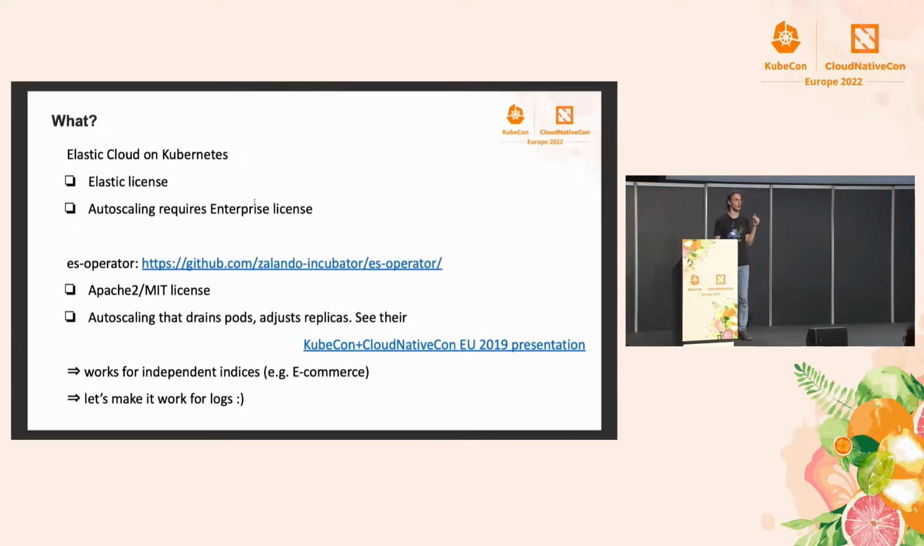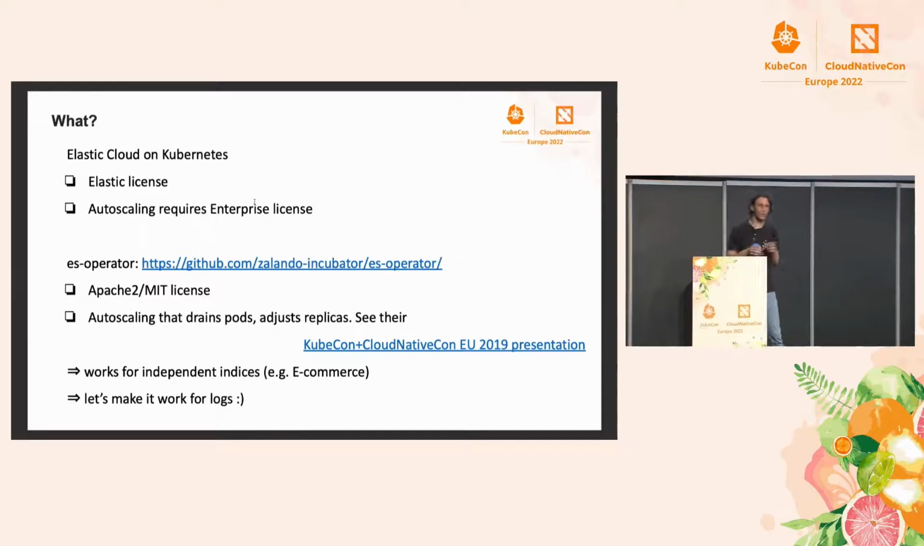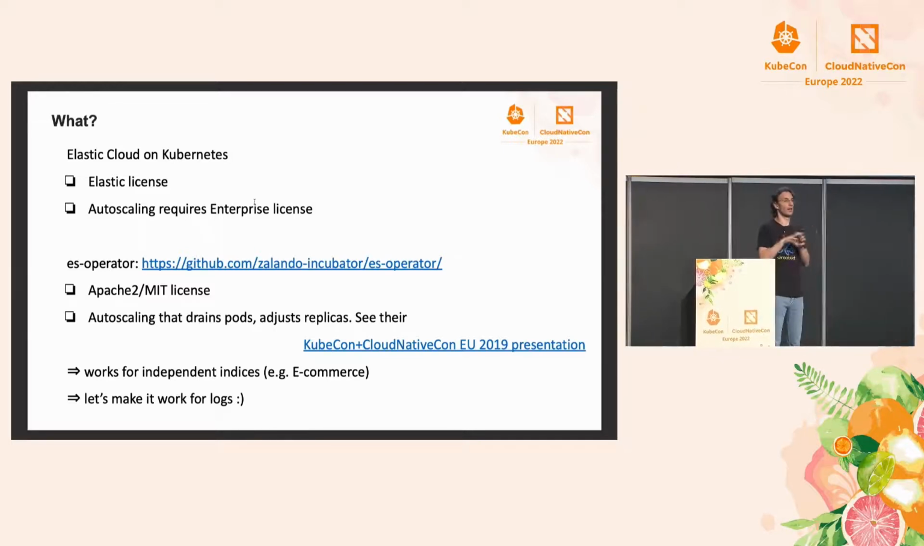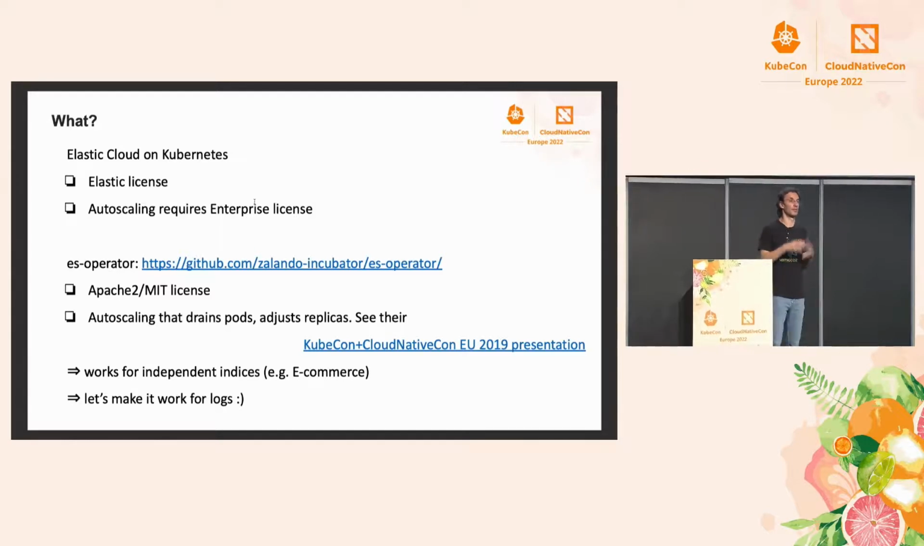So the one we went for is called ES Operator. It's from Zalando. It was presented at KubeCon, CloudNativeCon before. And it is open source. It does support auto-scaling. It does support draining nodes, like what I mentioned: we need to move shards off before shutting the node down when we scale down. And it works really well for, let's say, e-commerce type of use cases. So when you have one or more indices and you just want to increase your cluster capacity to handle them, even if that means adding additional replicas. So that works really well.